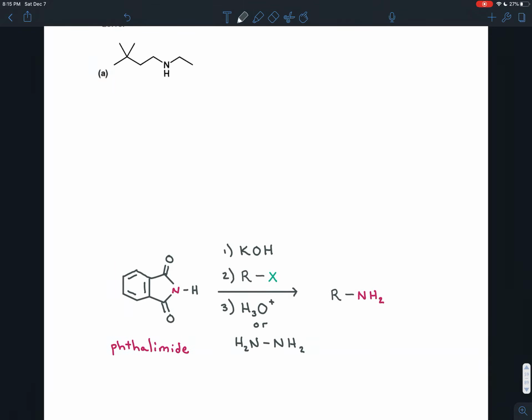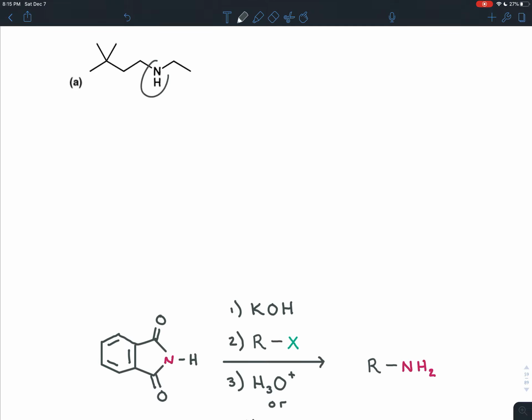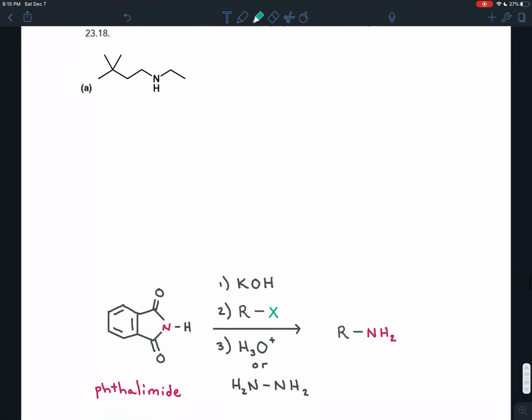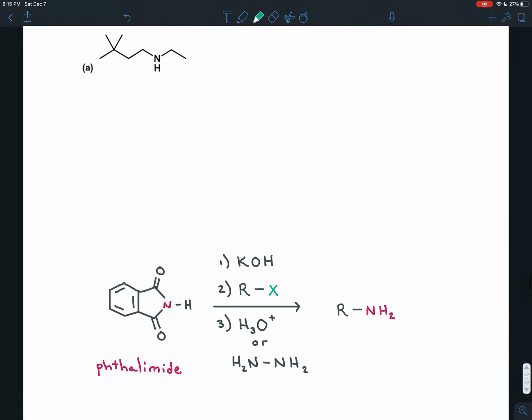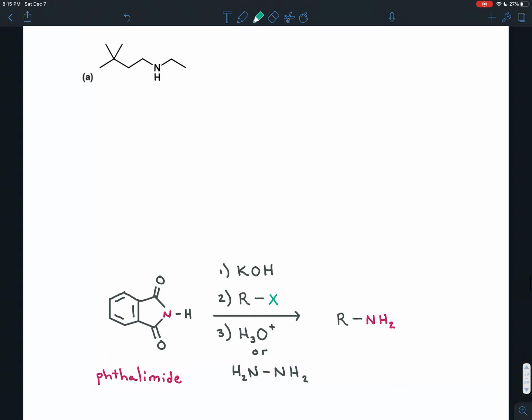One important thing to note about the Gabriel synthesis is it will only allow you to make primary amines. Those are amines that are bonded to only one carbon. So if you want to make a secondary amine, which you do here, this nitrogen is bonded to 2 carbons. In that case, you can only add the first carbon using the Gabriel synthesis. Every carbon after that has to be added using reductive amination.